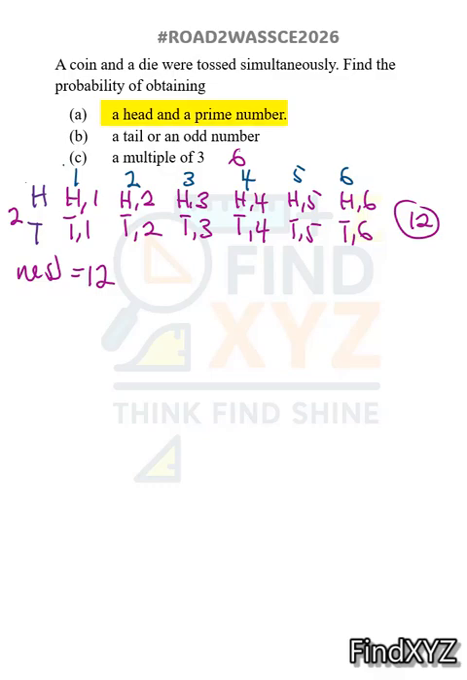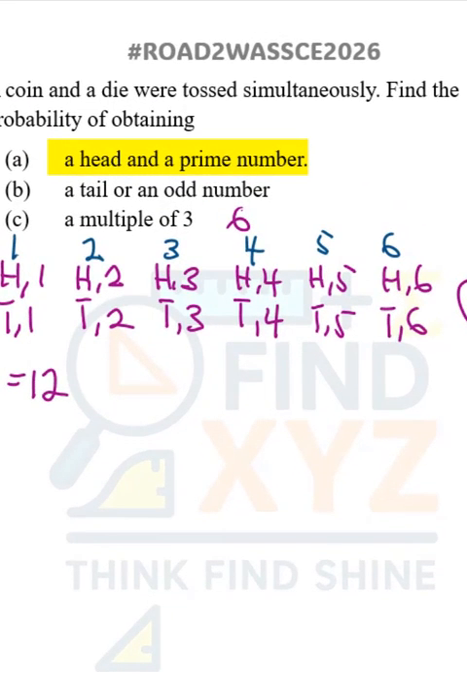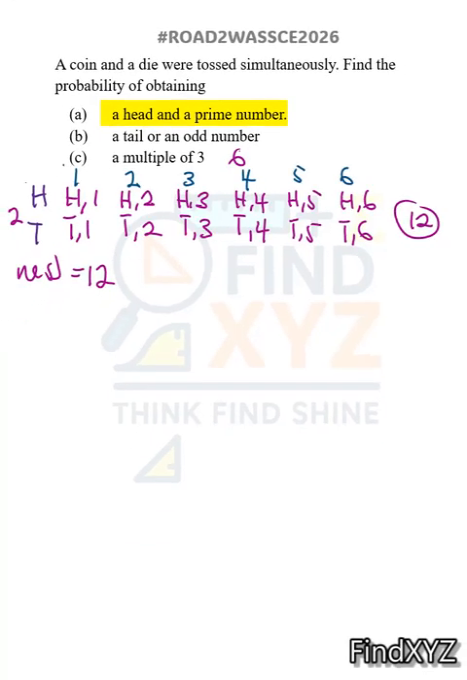Now the first step, we are tasked to find the probability of obtaining a head and a prime number. But what is a prime number? A prime number is any number that has exactly 2 factors. Please take note, 1 is not a prime number. So the event is a head and a prime number. The keyword is "and". Now "and" means we want the two happening at the same time.